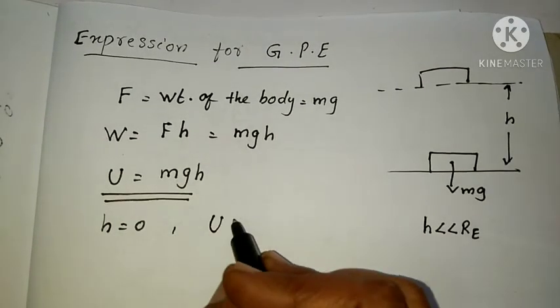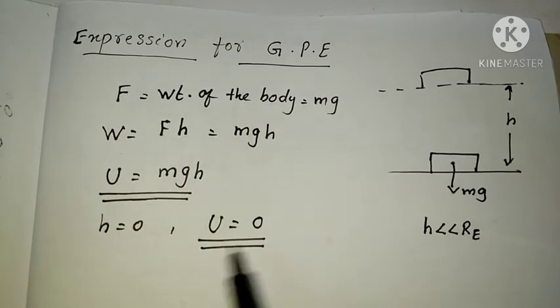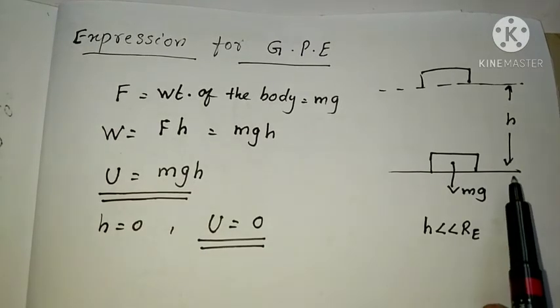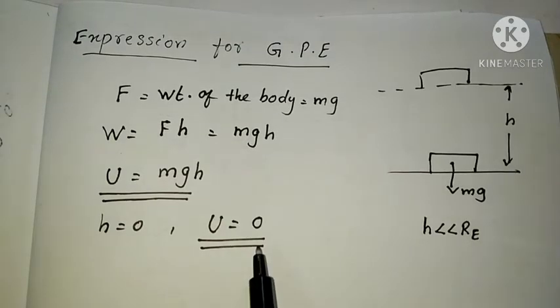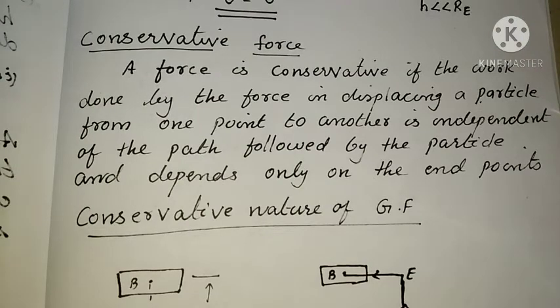So gravitational potential energy is equal to 0. Clear? At the surface of the earth, h equal to 0, so gravitational potential energy equal to 0. Clear? Conservative force. So what do you mean by this conservative force?